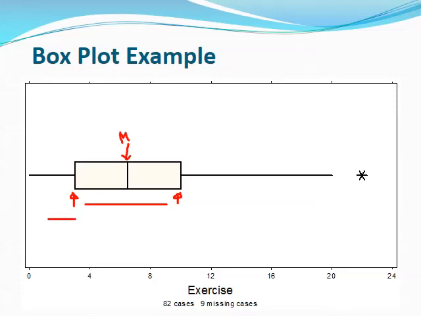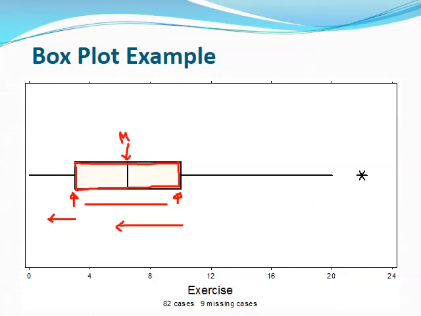So 25% of your observations fall below the lower quartile. 75% fall below the upper quartile. So half your data is in this box right here. They're not outliers, but that's where half your data is going to be located. In fact, the observations that fall just around the edge of the box, those aren't outliers either.